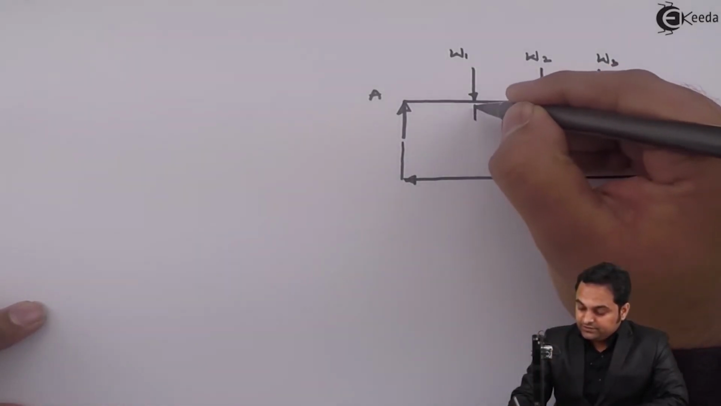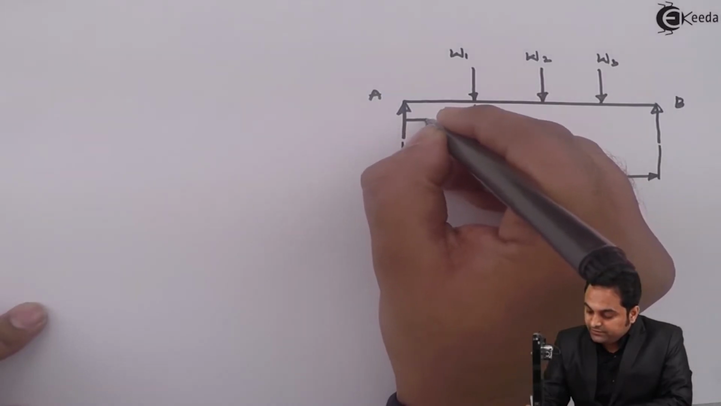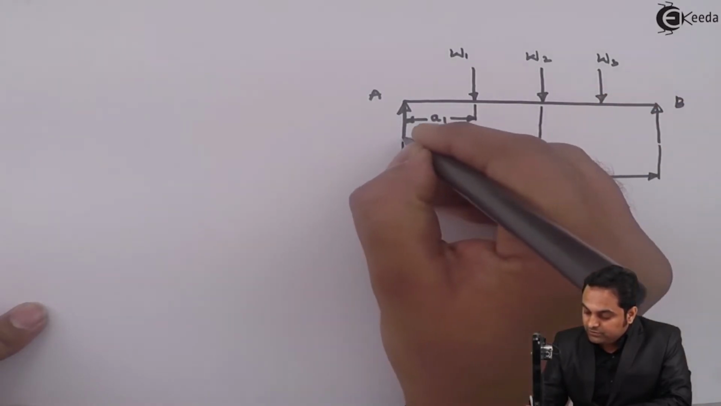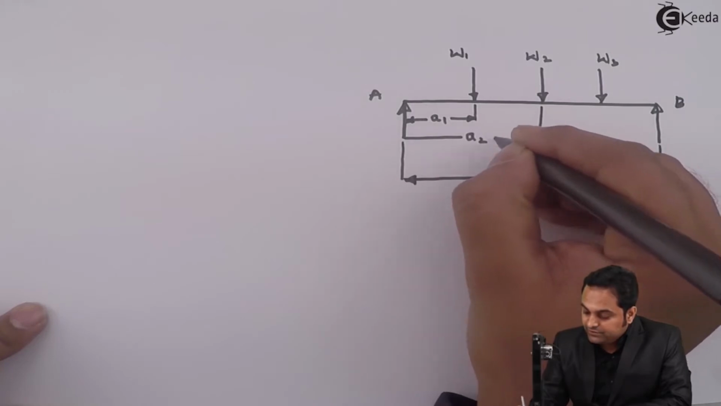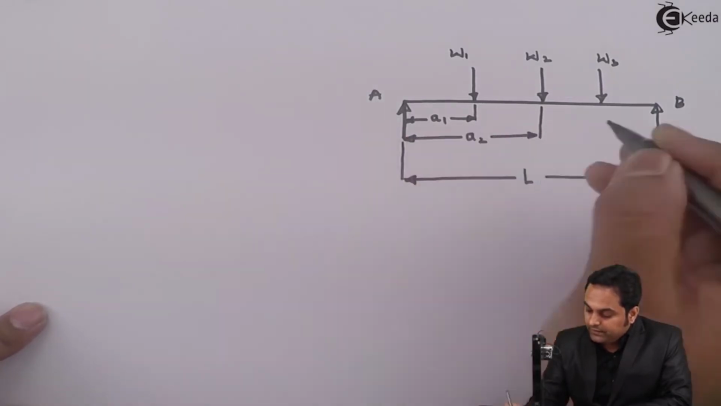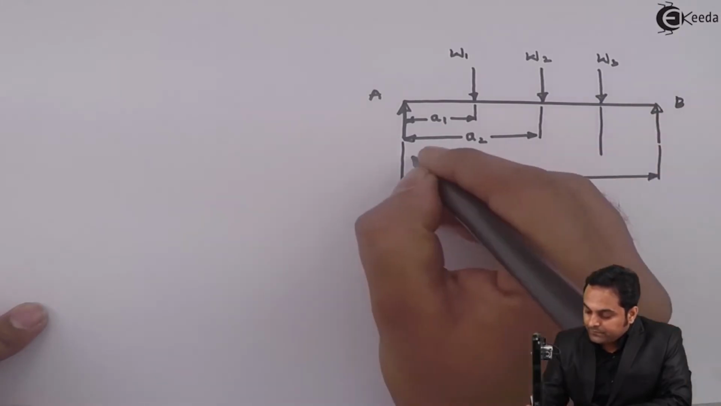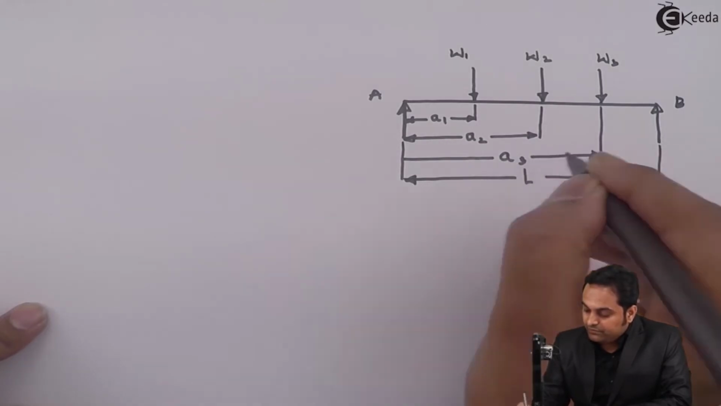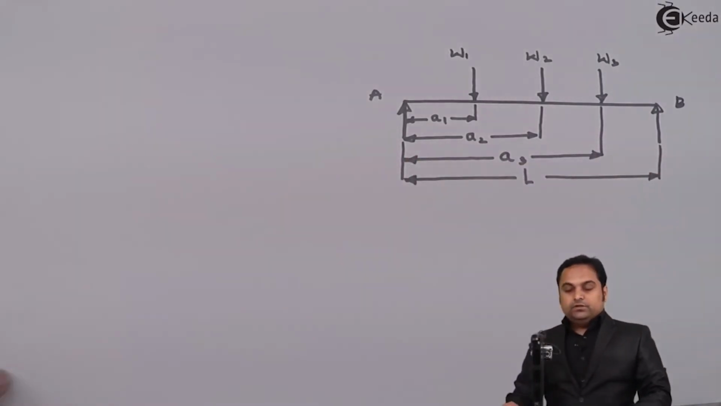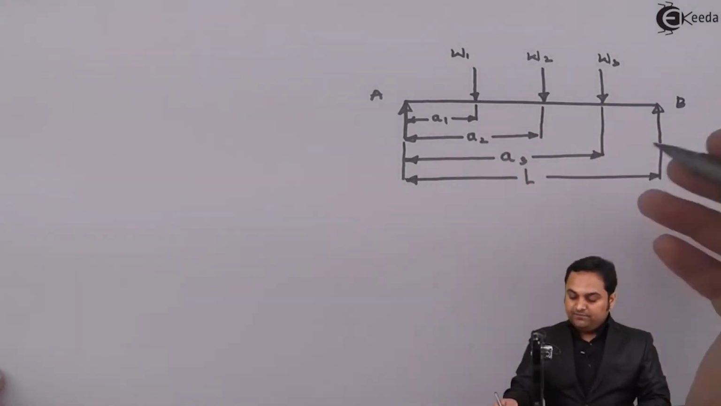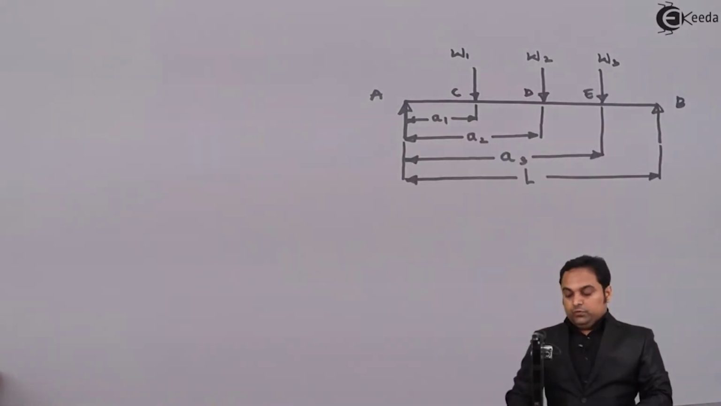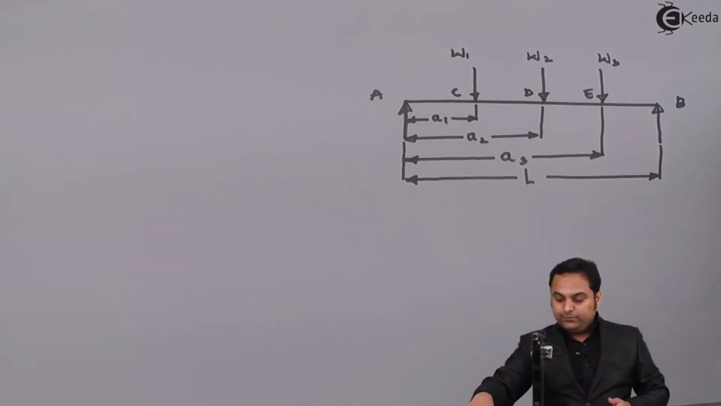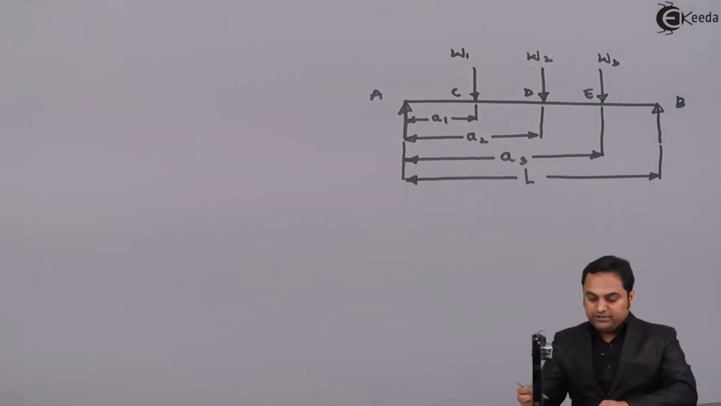Next, the distances of the loads are: W1 is located at distance A1 from the left support, W2 is located at distance A2 from the left hand support, and W3 is located at distance A3 from the left hand support. Now suppose for such a beam which I have drawn here, we need to find out the slope and deflection at various points by using Macaulay's method. Then the steps would be, so I am going to write the steps in Macaulay's method.